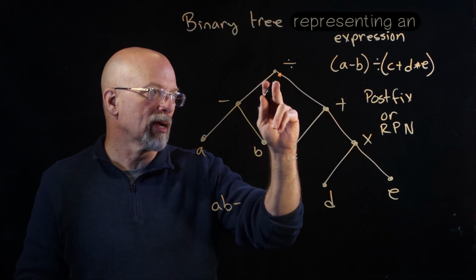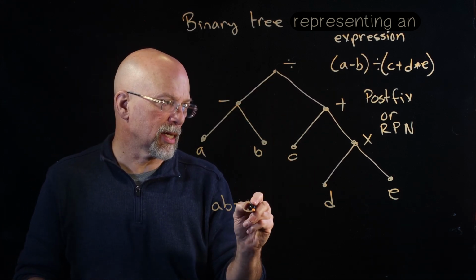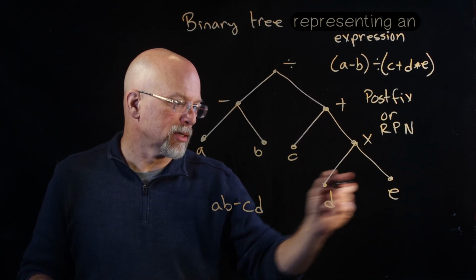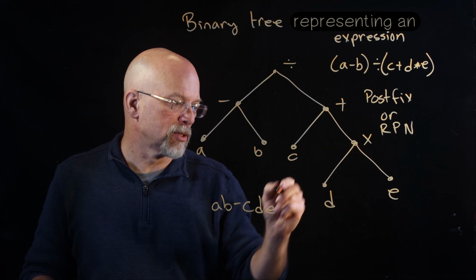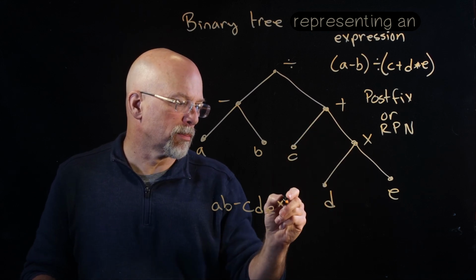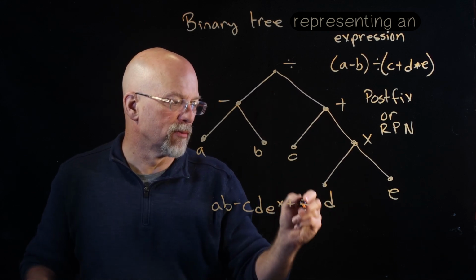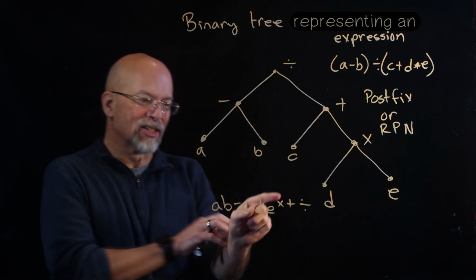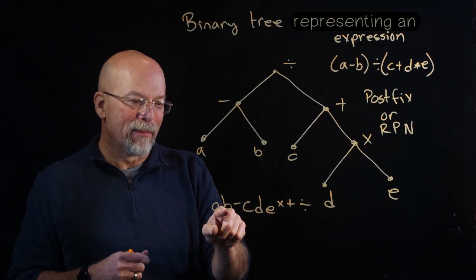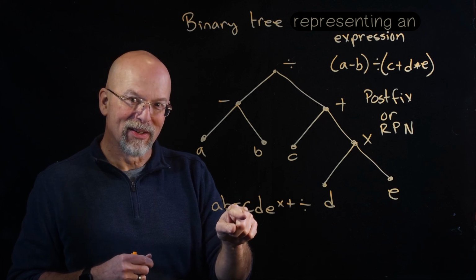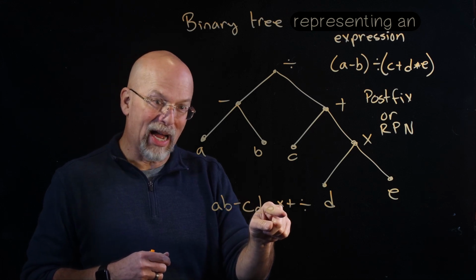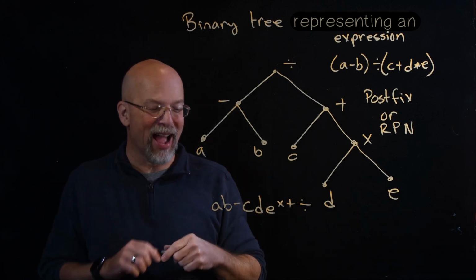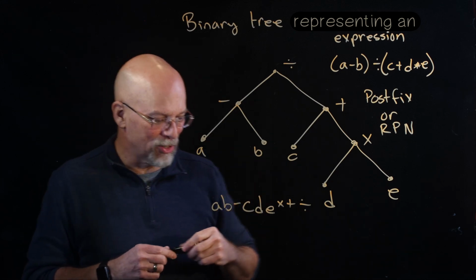And then I come up here, come down, do C, come up, down to D, up, down to E, then up to the times, then up to the plus, and then up to the division. So this would be entered into the calculator as AB minus CDE times plus divides. And that is, believe it or not, the way that this particular operation works.